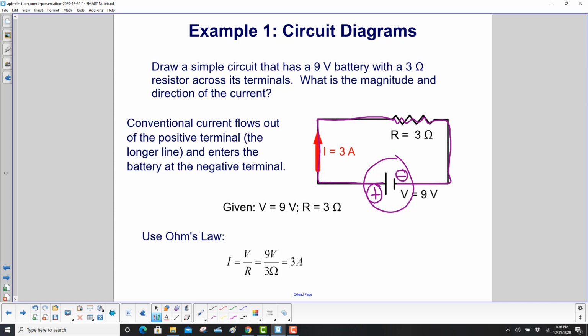Now, in reality, that resistor may not be up there. Maybe it's down here. Maybe it's on the side. We don't care. This is just representing how the current's going to flow.